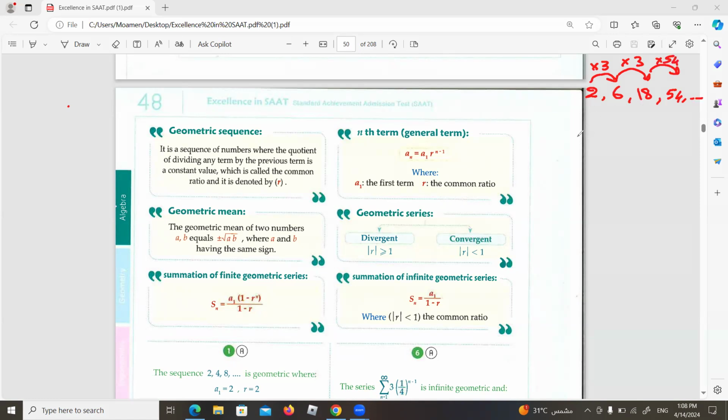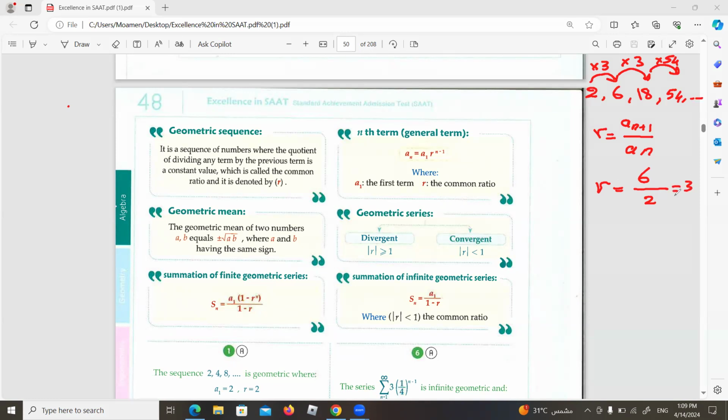How can we get this common ratio? R is called the common ratio. How do you get the common ratio? The common ratio is A n plus 1 over A n. In other words, it's the second term divided by the first term, or the third term divided by the second term, or the fourth term divided by the third term, and so on. If you divide 6 over 2, the second divided by the first, you will get 3.